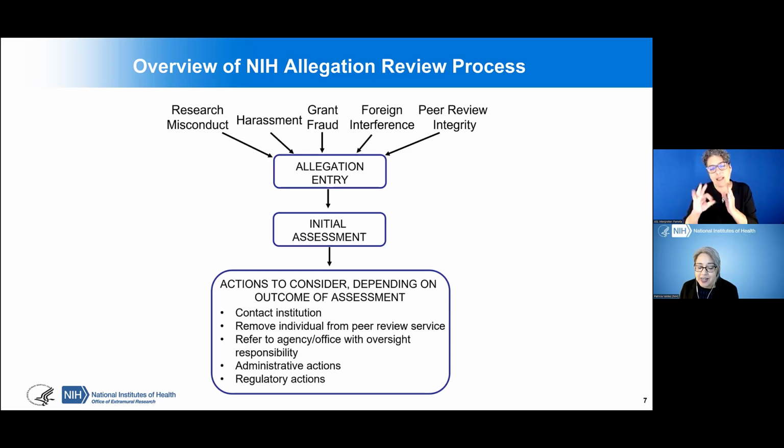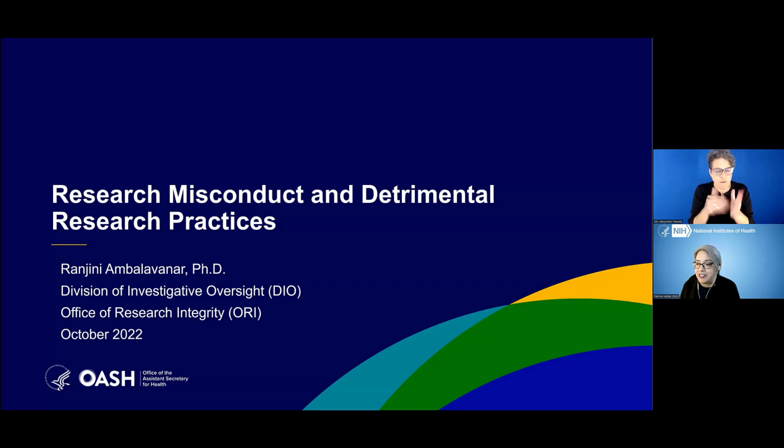We can also take administrative actions. We want to make sure that the grant and the research is being conducted correctly and with integrity. I'll talk about this more: we may end up taking some administrative actions if there are issues regarding compliance involving grants. And in worst case scenarios, there are regulatory actions that we can take, mainly against institutions. That doesn't happen very often. Okay, I'm going to turn it over to my colleague at ORI, Ranjini.